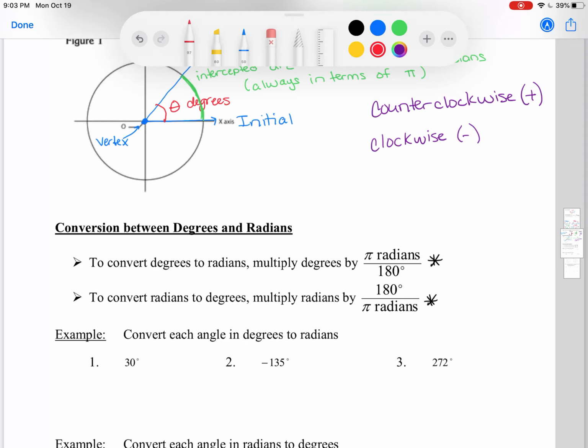And this will make so much more sense as soon as we have that unit circle mastered. All right. We're not there yet. So it's going to be kind of something that you just have to accept at the moment. And then we will conquer it in a couple sections from now.